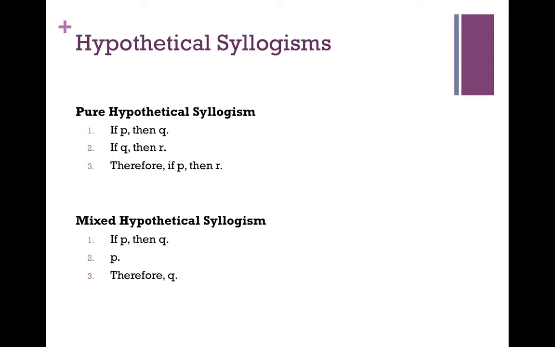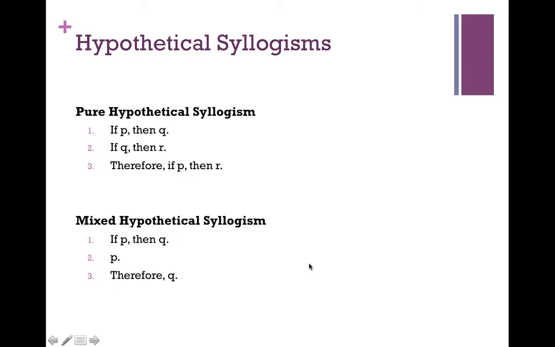On the one hand, there is what we call a pure hypothetical syllogism, and on the other hand, there's what we call a mixed hypothetical syllogism. As I mentioned last class, the difference between the two is that in a pure hypothetical syllogism, every proposition and the conclusion is a hypothetical proposition. Whereas with a mixed hypothetical syllogism, typically you could have maybe two premises that are hypothetical, but you're going to have a premise that's non-hypothetical, and your conclusion is going to end up being non-hypothetical as well.